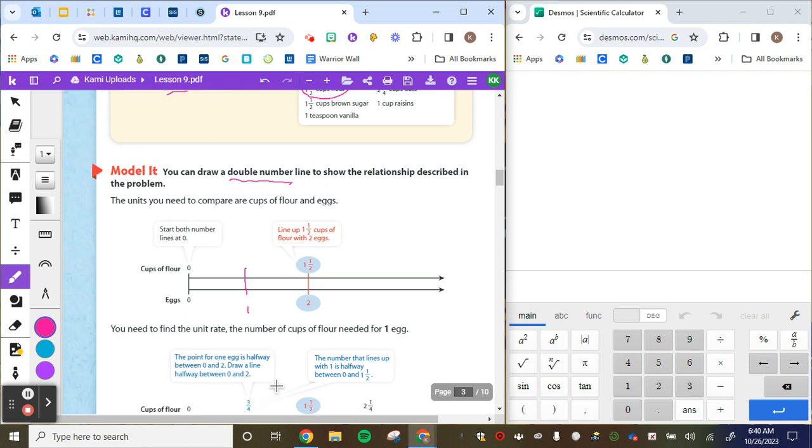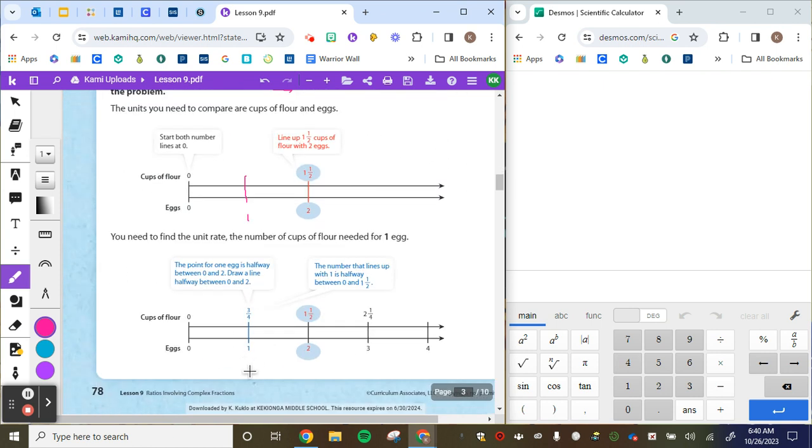If you look at the model further down, it tells us that they did the same thing we did. It drew that line there, and 1 egg they found out was halfway between 0 and 2. So halfway between 0 and 1 and 1/2 is 3/4. So the answer is 3/4. However, did you know how to get from 1.5 to 3/4? There are several ways that you could have done that.